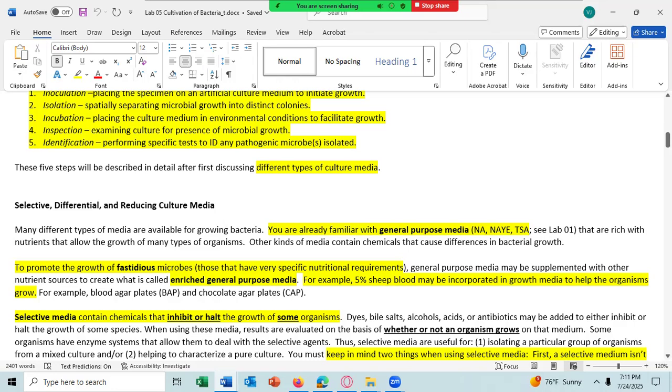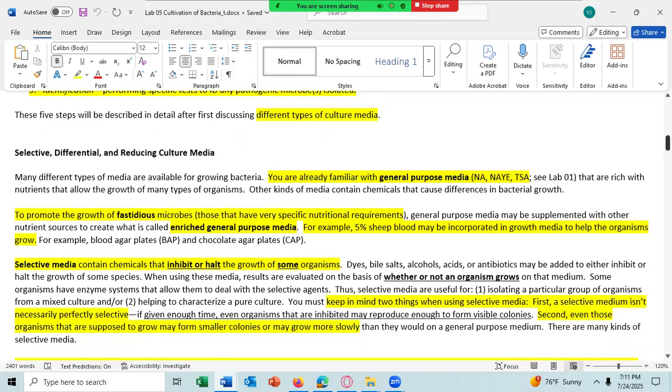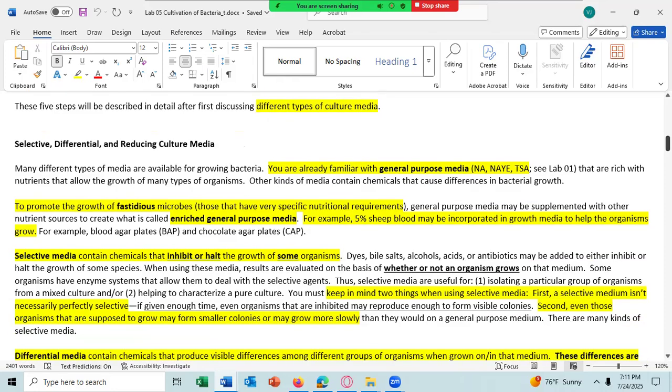We also have selective media. I had a question. So enriched general purpose media, is that still non-selective media? Yes. Okay, thank you.